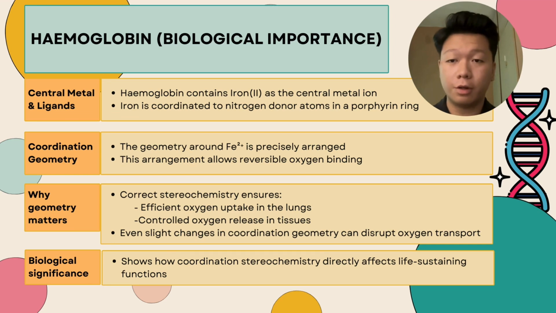If the geometry around the iron were altered, oxygen binding would become inefficient or even impossible. This shows why stereochemistry is critical in biological systems. The correct three-dimensional arrangement ensures proper biological function and ultimately supports life itself.